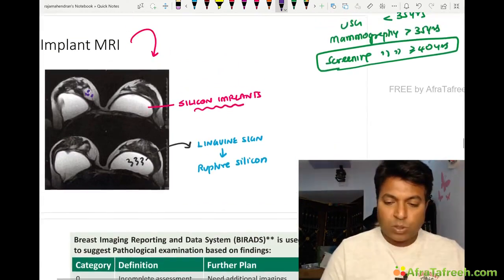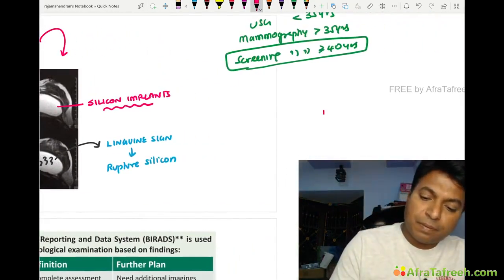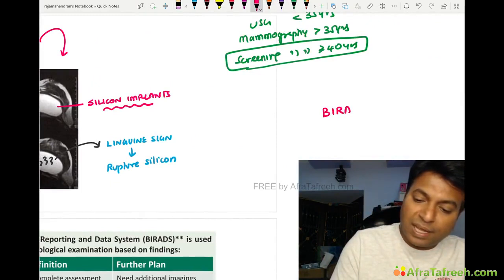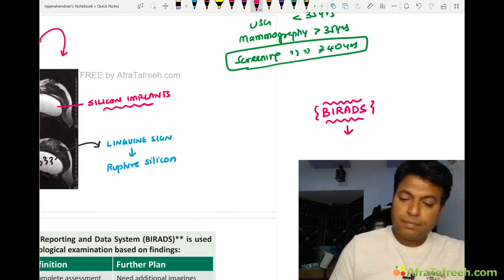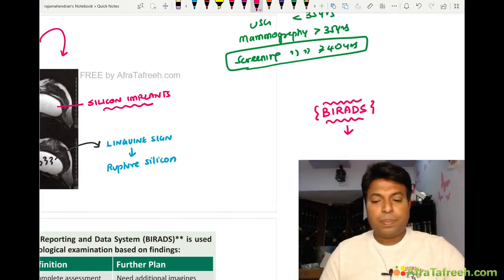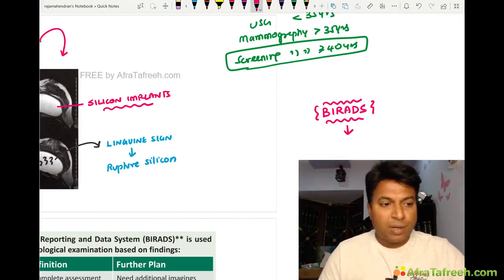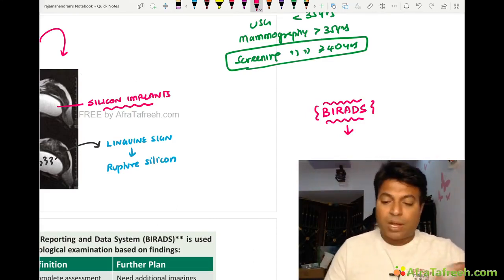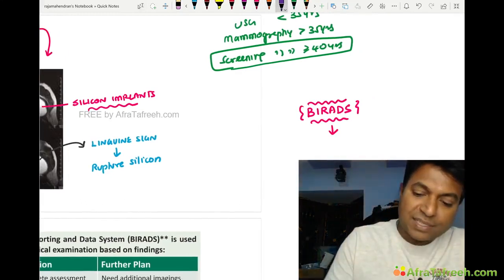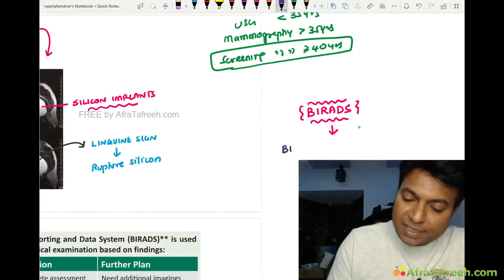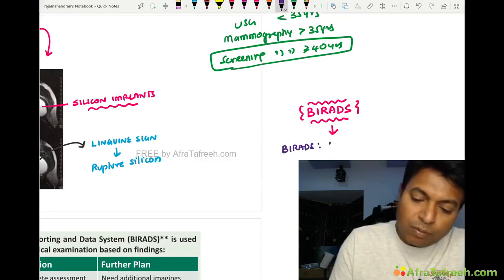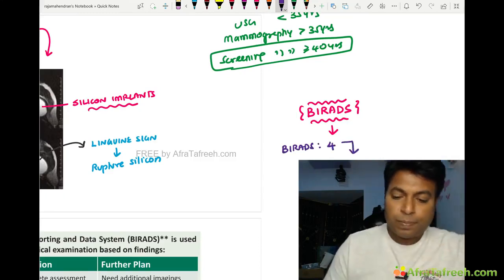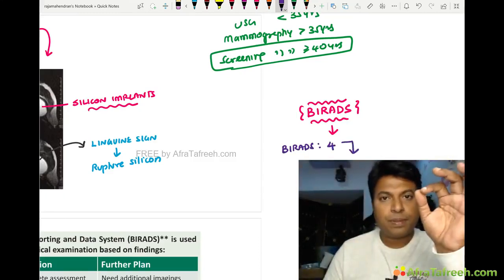So now coming to BIRADS staging, the Breast Imaging Reporting and Data System. This is based on mammography findings only, and the only question they will ask you is: BIRADS 4, what will you do?